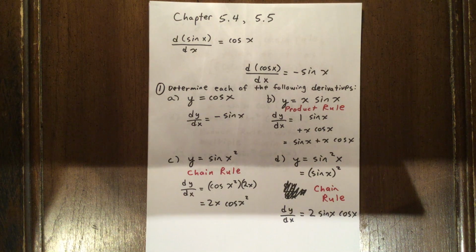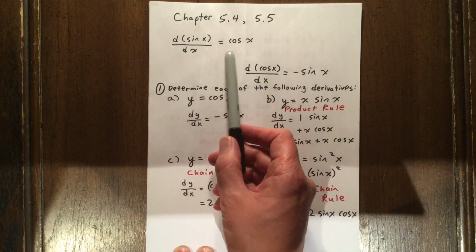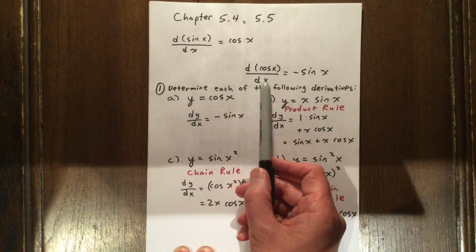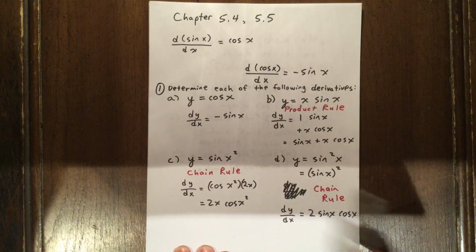In this lesson, we're going to learn how to find derivatives of trigonometric functions. The two main rules we want to remember are that the derivative of sine x with respect to x is equal to cos x, and that the derivative of cos x with respect to x is equal to negative sine x. So we want to determine the derivatives of each of the following functions.